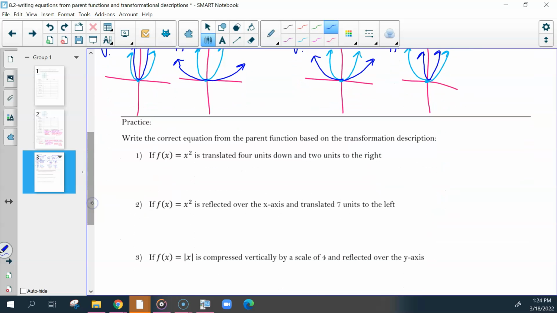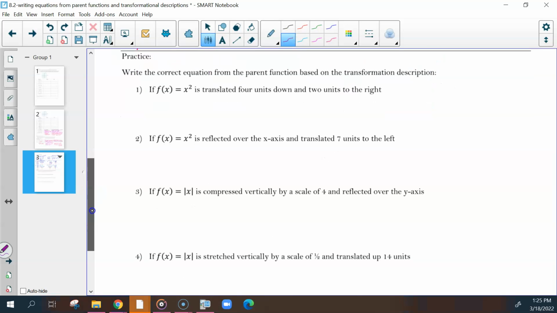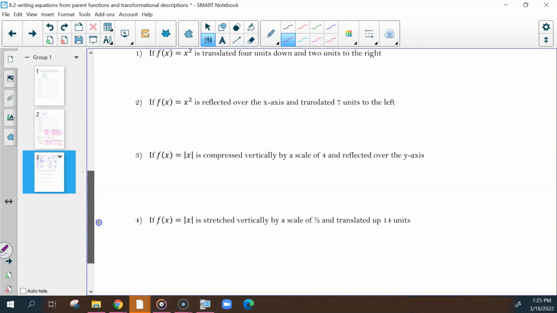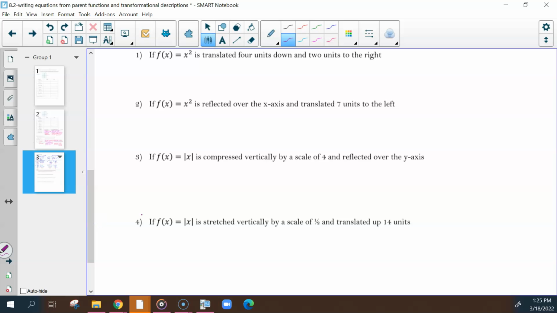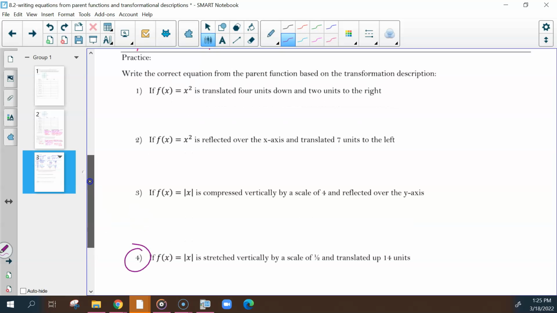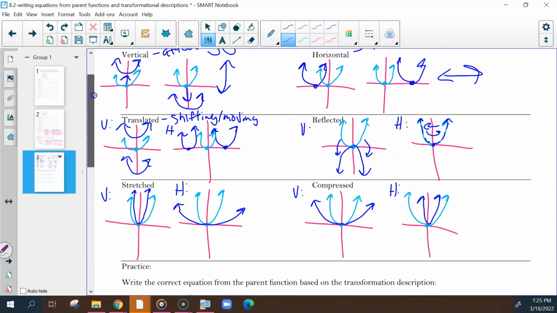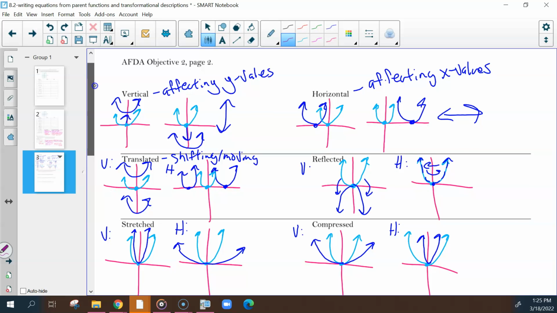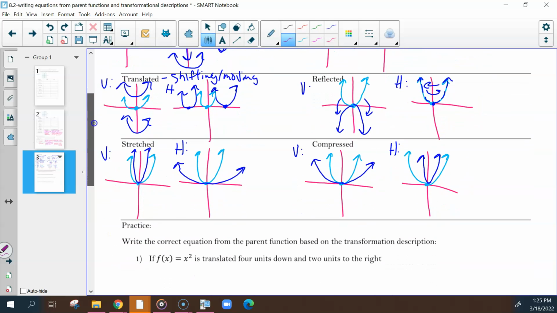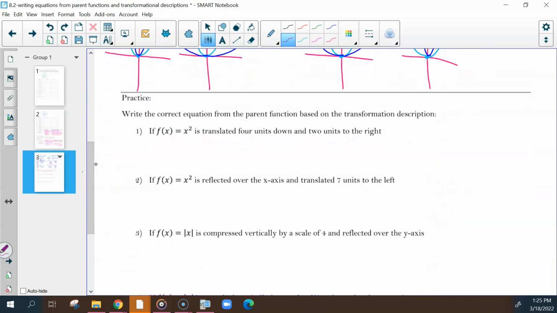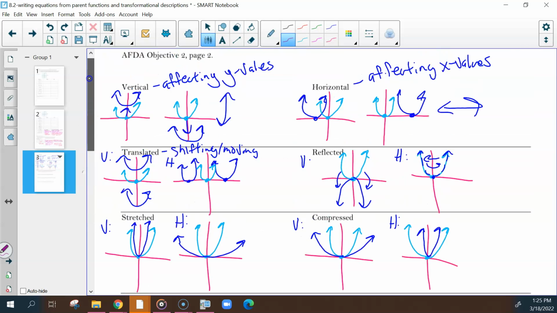Right. So now that we have all of that information, we're just going to do a couple of these. There's 4. We'll do a scale one. And we can do these all real fast. Okay, if x squared is translated 4 units down, so if you need to think back, if I'm moving something down, that's a vertical shift that's affecting my y's, and that's going to be outside.